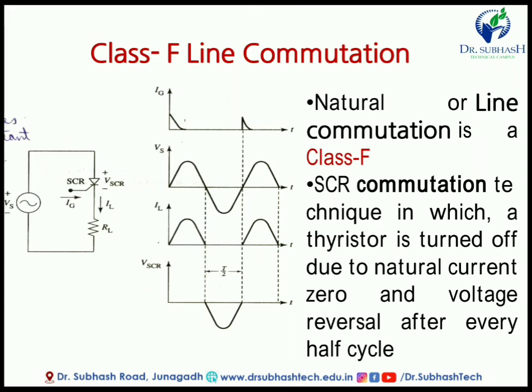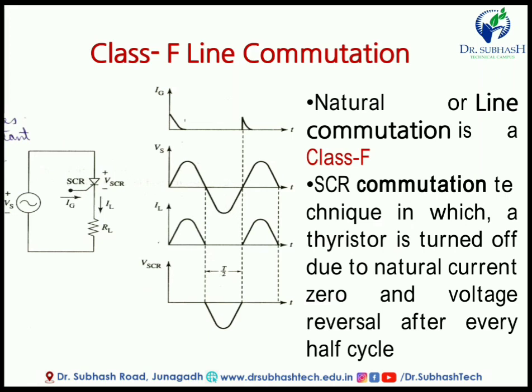Every half cycle there is a negative half cycle: positive, negative, positive, negative. This is the train of the waveform, and in the negative half cycle this SCR turns off automatically. So we do not require any external force for commutation or any extra circuit. Friends, this one is about class A, class B, class C, class D and class F commutation. This type of question is asked in the MCQ exam as well as the main exam of GTU or any competitive exam.